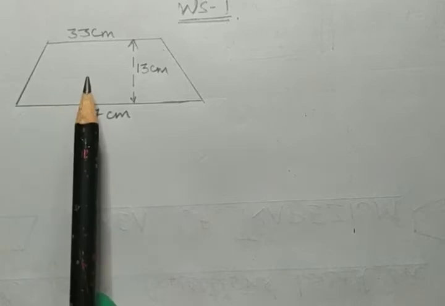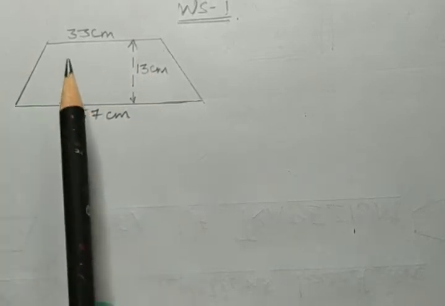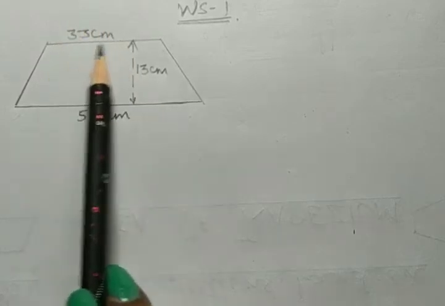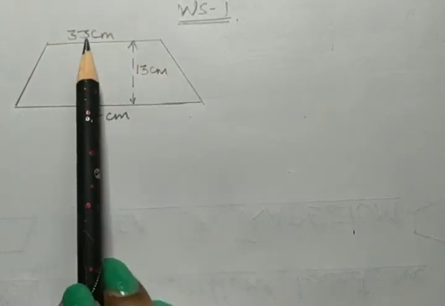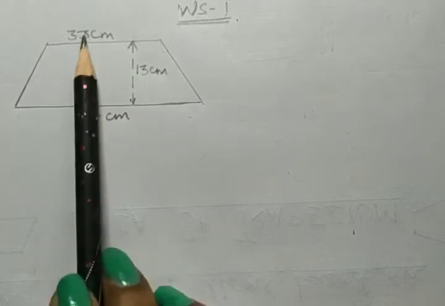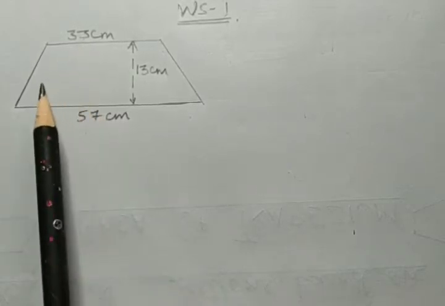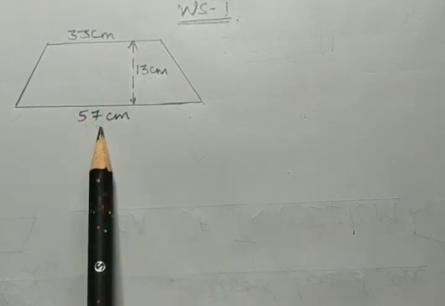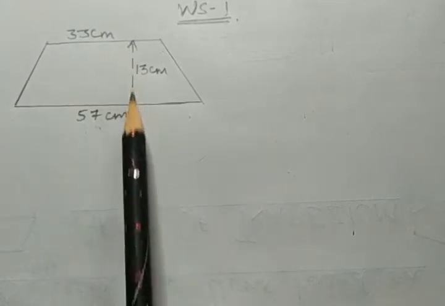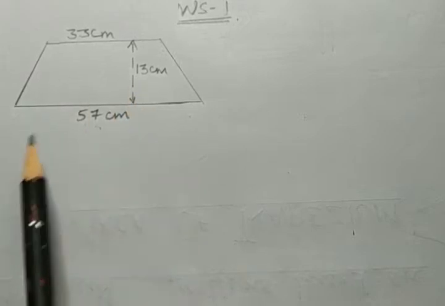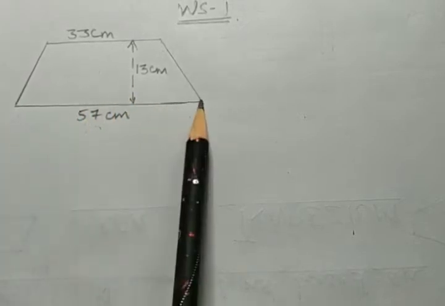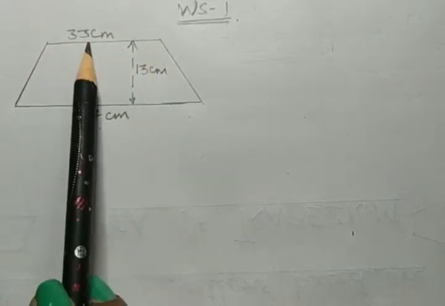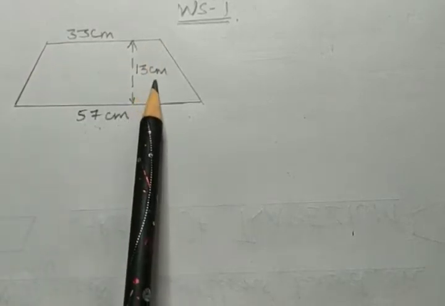According to question 1, find the area of a trapezium whose parallel sides are 57 cm and 33 cm. And we have to take these parallel sides as opposite sides, because a trapezium is a quadrilateral whose one pair of opposite sides are parallel, and the distance between them is 13 centimeter. So the length of one parallel side is 57 centimeter and the length of the other parallel side is 33 centimeter and height is given, 13 centimeter.